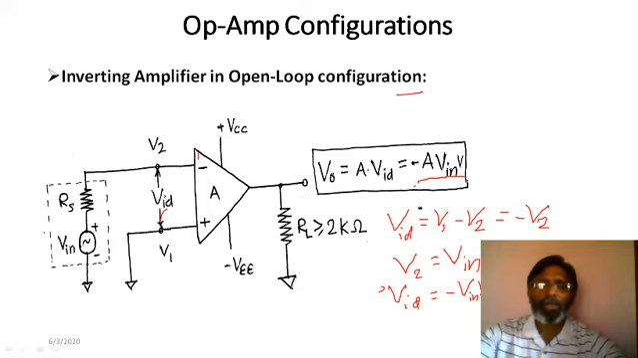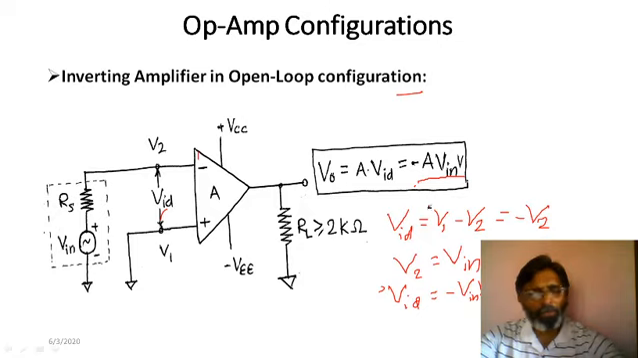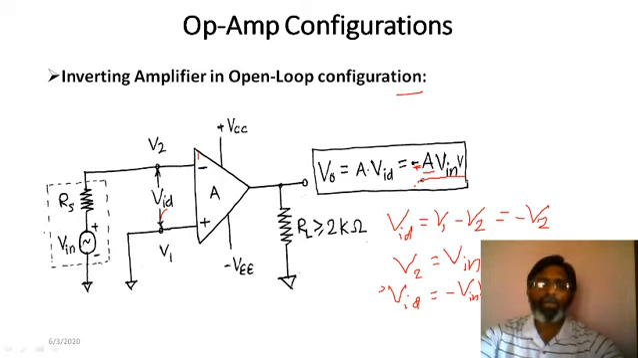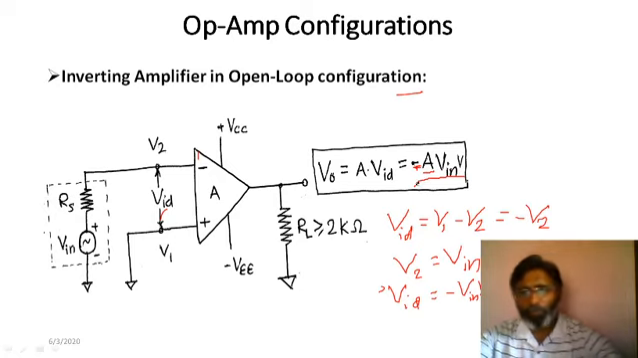Okay. Now in this case, this negative sign indicates that it is an inverting amplifier. If I apply negative input, my output will be positive. If I apply positive input, my output will be negative. So this minus sign indicates that it is an inverting amplifier. A is the gain of the amplifier. As it is in open loop configuration, this is the open loop gain. Okay. So in this way we have the output. So this is the inverting amplifier in open loop configuration.